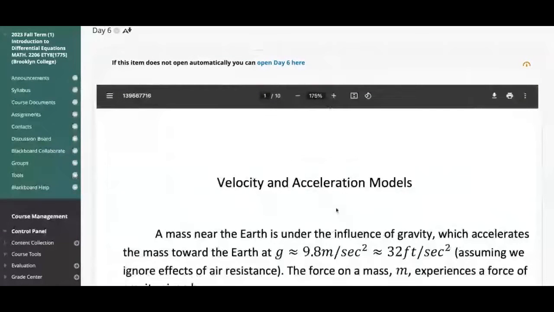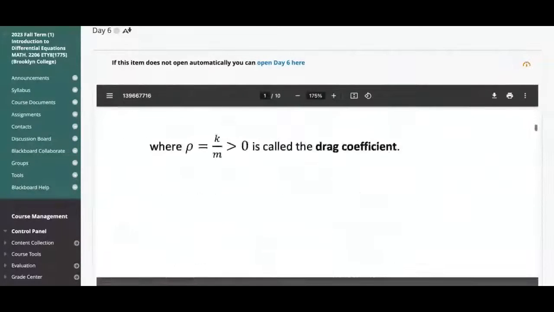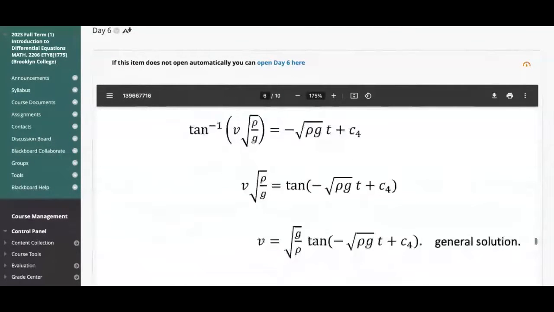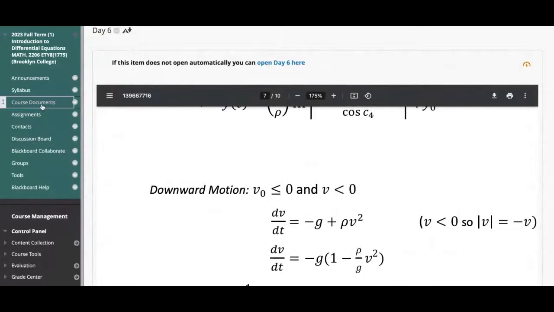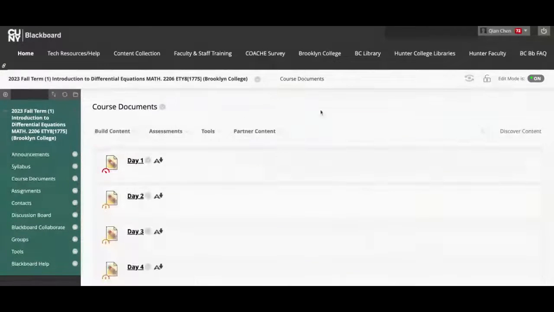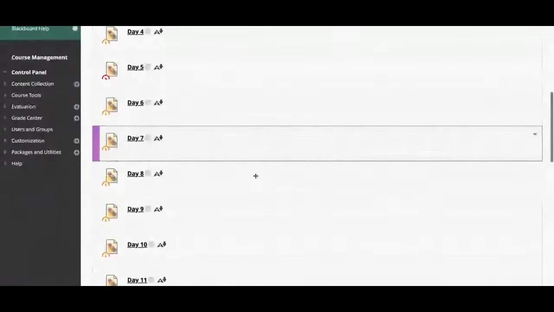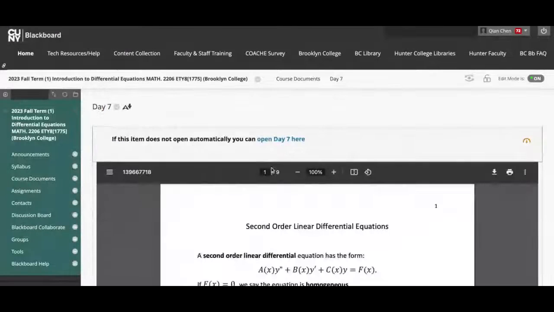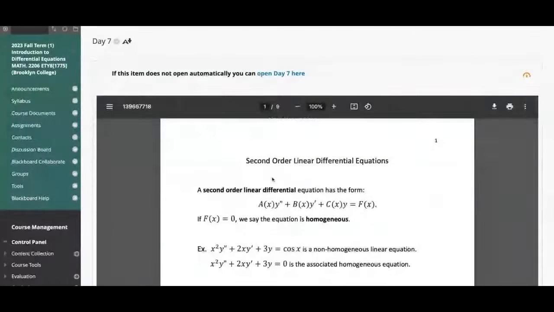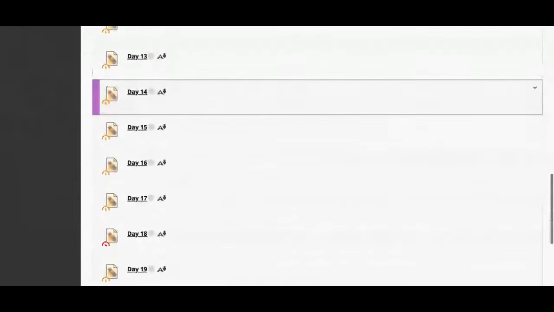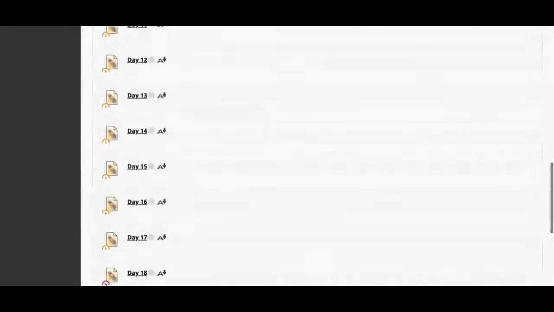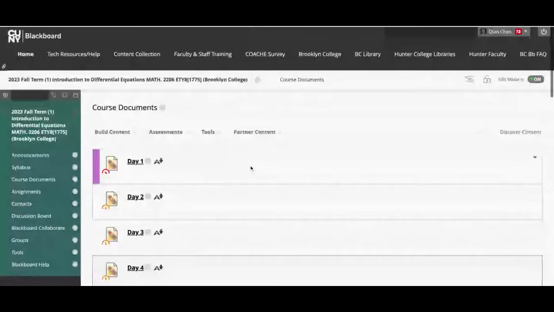Okay, velocity and acceleration models. So all those life models. Just a lot of calculation, and in class I don't want to spend too much time on calculations because I assume all of you are pretty advanced. Day 7, we're going to second order linear differential equations, all right? Everything's up there, 7, 8, 9, 10, up to 22. Anyone has any questions?